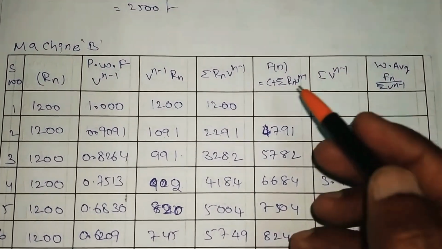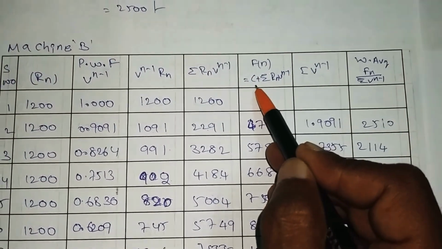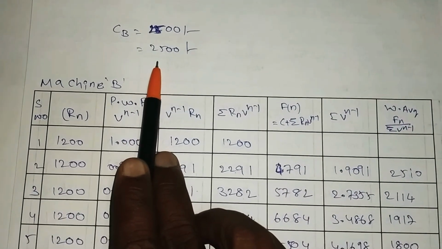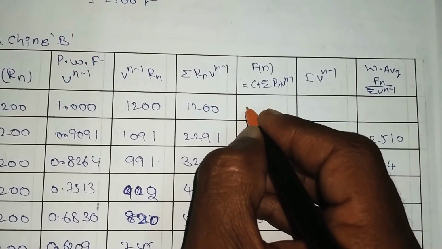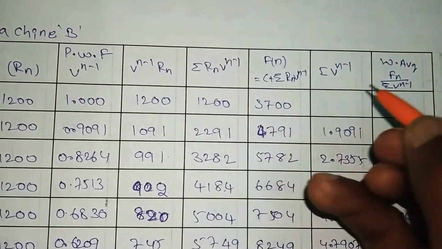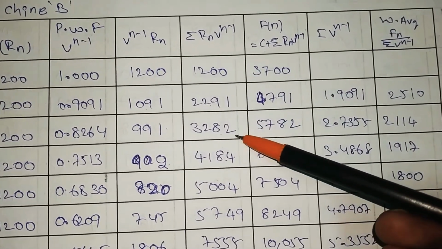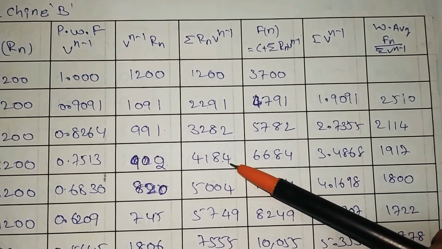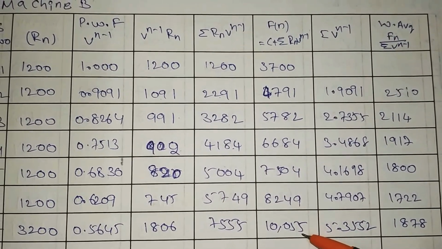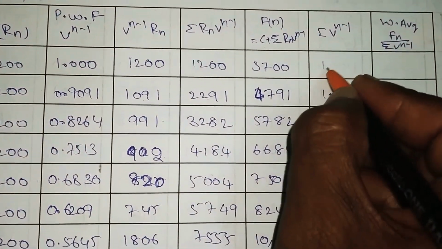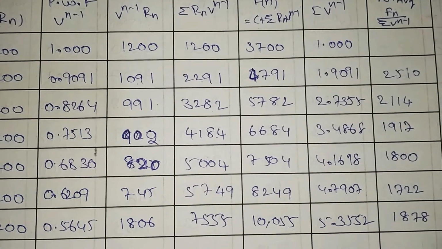Functional cost is C plus sigma Rn V power n minus 1. Here the value of C is 2500, the cost of machine B. Add the 2500: 3700. Similarly, add 2500 to this one, and this one, and this one, similarly up to year 7. Summation of V power n minus 1: copy the previous table as it is.